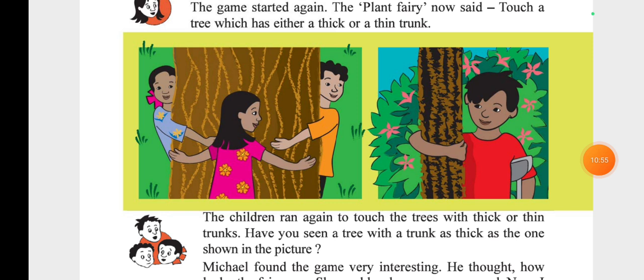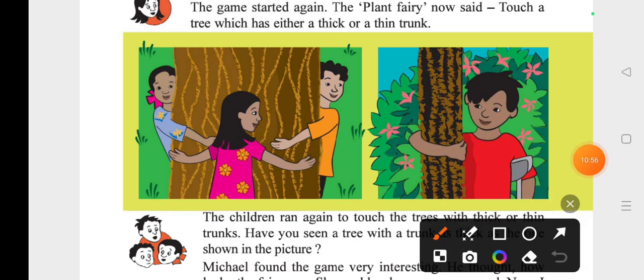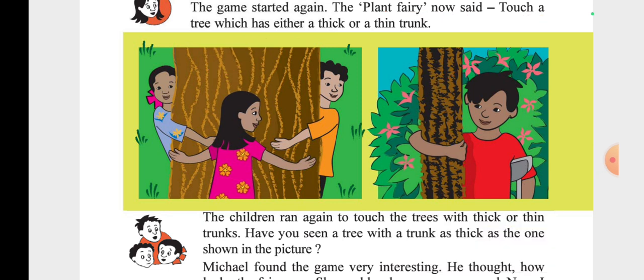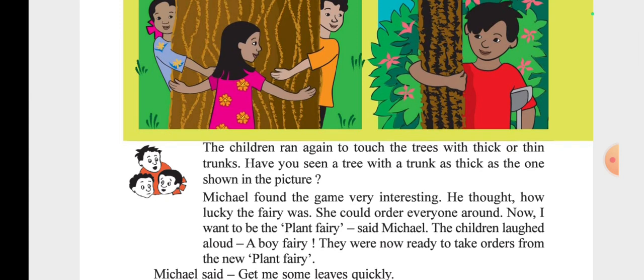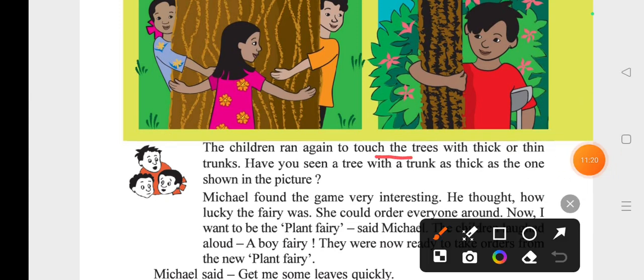The game started again. The plant fairy now said, touch a tree which has either a thick or thin trunk. Yes, children, now here you can see that this is the thick tree trunk and this is a thin tree trunk. So children ran and touched the tree trunk. The children ran again to touch the trees with thick or thin trunks.